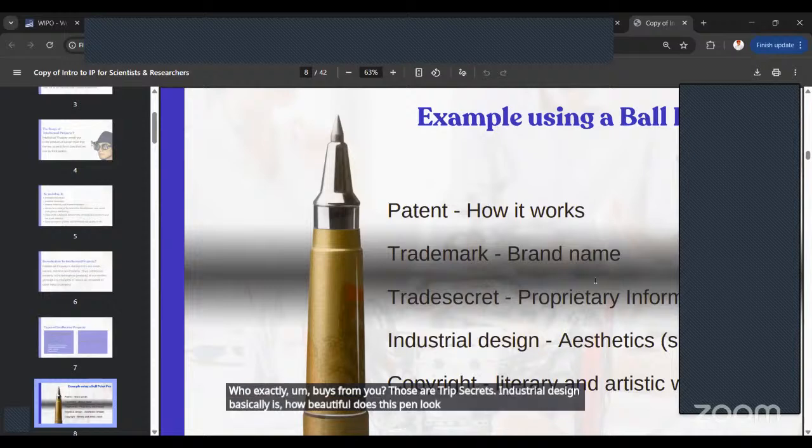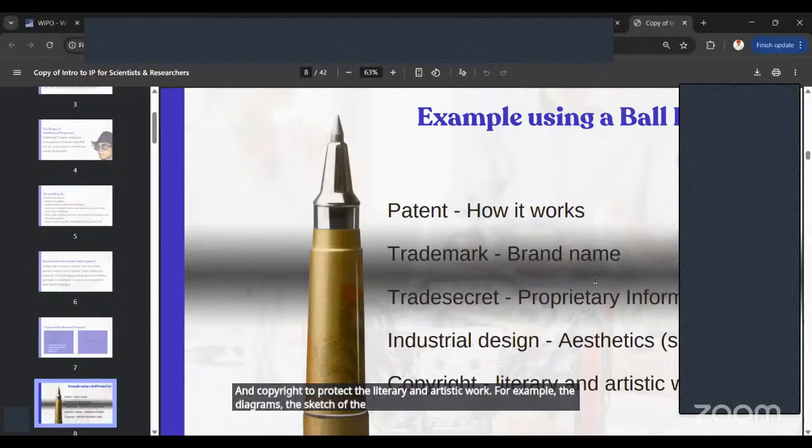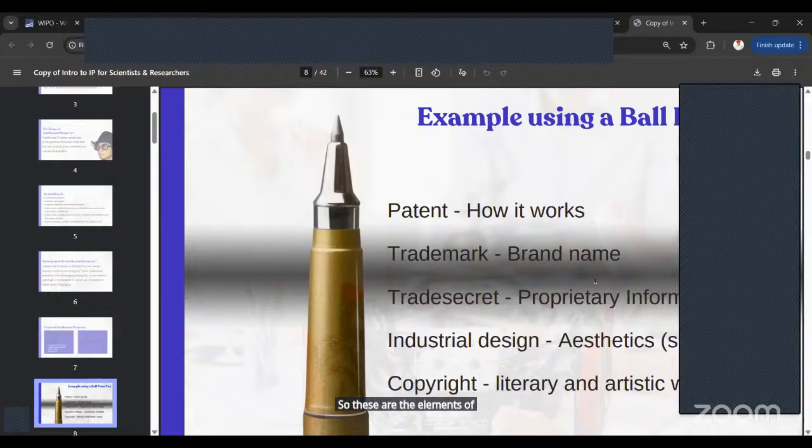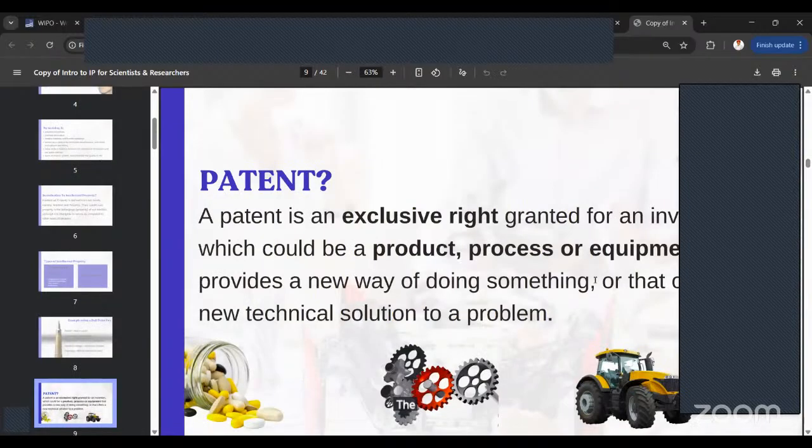Is there a light on? Is there a bulb on the bottom? Or does the pen shine whenever you are writing? That's simply aesthetics. And copyright protects literary and artistic work, for example, the diagrams, the sketch of the pen, maybe while advertising, and so on and so forth. So these are the elements of intellectual property. But for today, we'll be looking specifically at patent, which is how it works, the technical aspects.